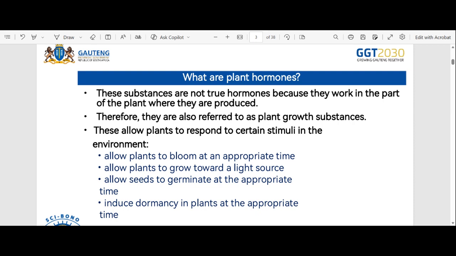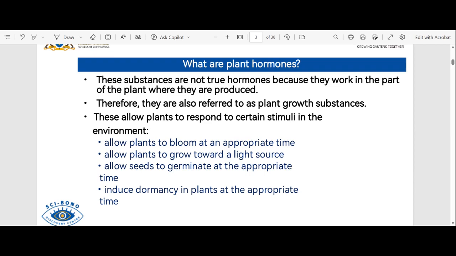Like for example, auxins. Auxins are produced at the tip of the stem and they work there. Like they function in that area. So they don't function in any area outside of where they are produced. Right. So we sometimes refer to them as plant growth substances because they are not true hormones.